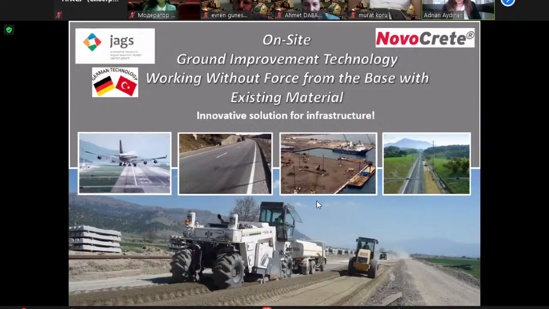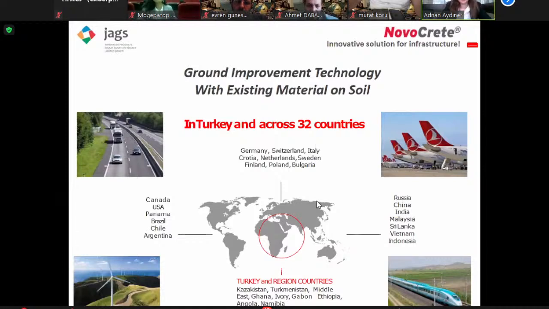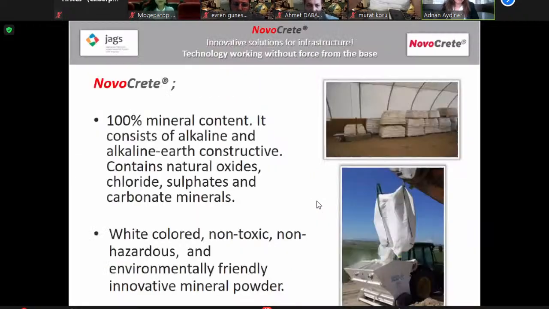NoCrate is an innovative solution for infrastructure. It is an on-site ground improvement technology working without force from the base, with existing material. NoCrate is an innovative mineral powder. We are representing NoCrate in Turkey, but NoCrate is in 32 countries. NoCrate is made from 100% mineral content, alkaline and soil alkalines.